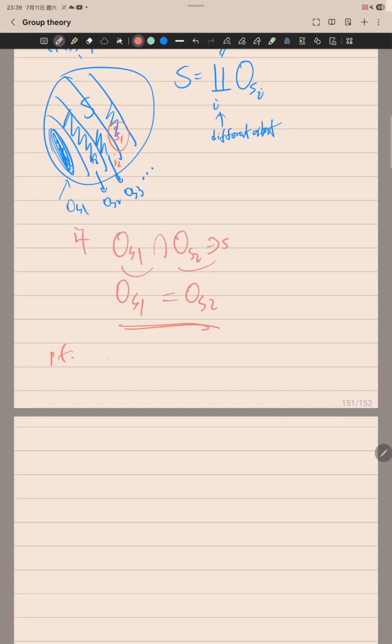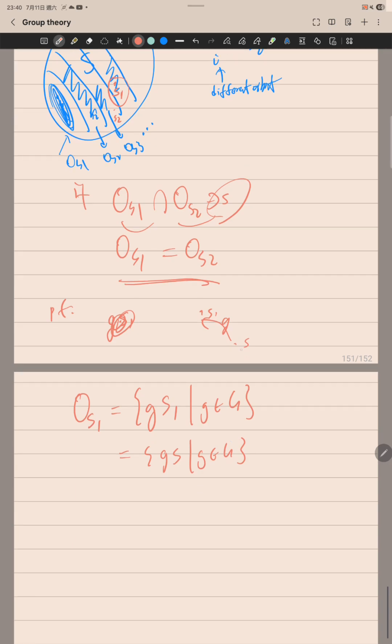We just go by definition. Let's say O_S1 and O_S2 have a common element S. O_S1 is all the elements gS1, where g belongs to G. But since S is in it, I can write S as gS1 for some g in G. This means that S1 and S are connected by some g, and every element can be connected from S.